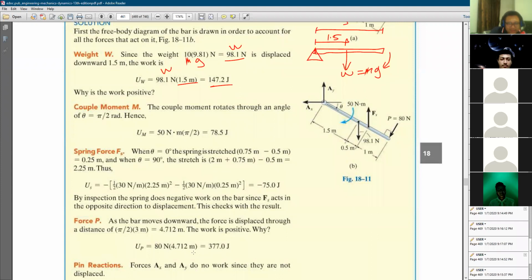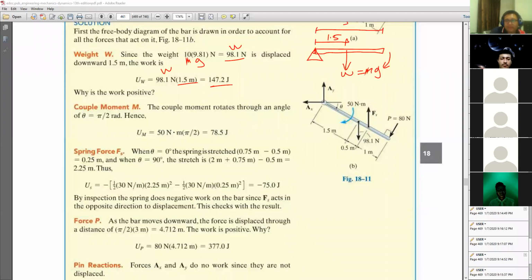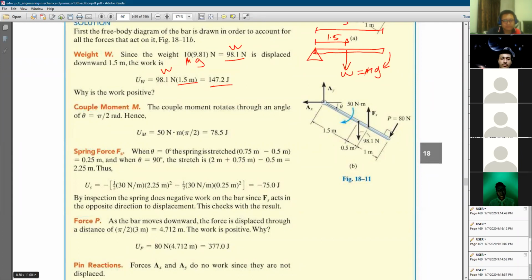Just a second. I may need to delete this one. Where was it? Okay, now we are on the same page.